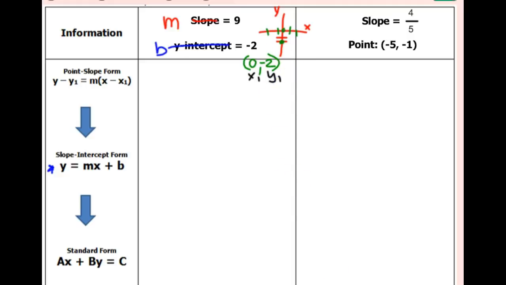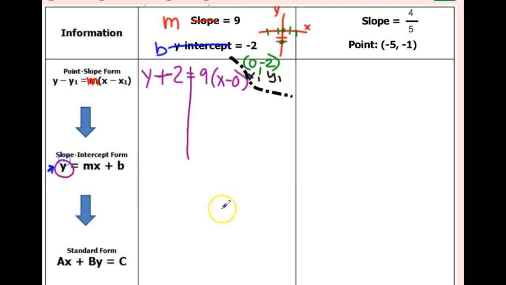It's our one point, so that's x1, y1. Those are the two pieces of information we need for point-slope form, our point and our slope. So let's write out our equation. y minus y1, which is really a -2, those two negatives make a positive, equal to m, and m is 9, and then in parentheses, x minus x1, which is 0. So this is our information there. We'll keep that out of the way, and then we're going to solve for y.